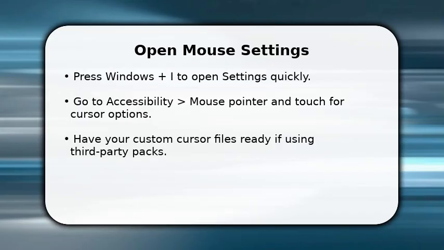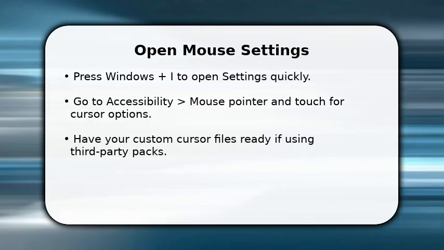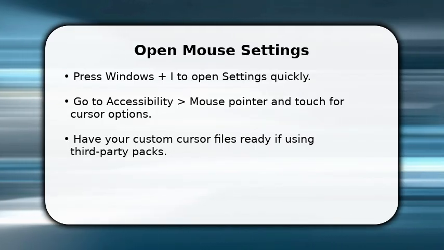You're starting in Settings, so we'll change the cursor right away. Press Windows key plus I to open Settings, then click Accessibility. Once in Accessibility, select Mouse Pointer and Touch. This brings up pointer size, color, and built-in styles.